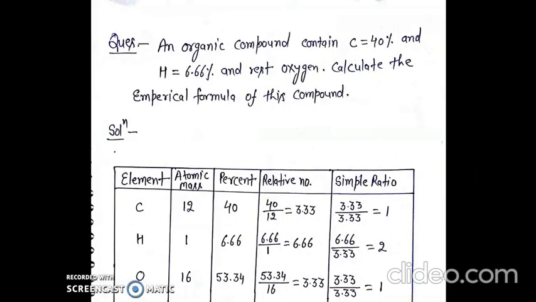This is the first question to calculate the empirical formula of a compound. The question is: an organic compound contains carbon 40% and hydrogen 6.66% and the rest oxygen. Calculate the empirical formula of this compound.